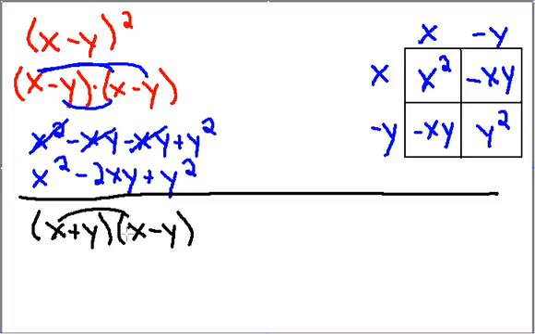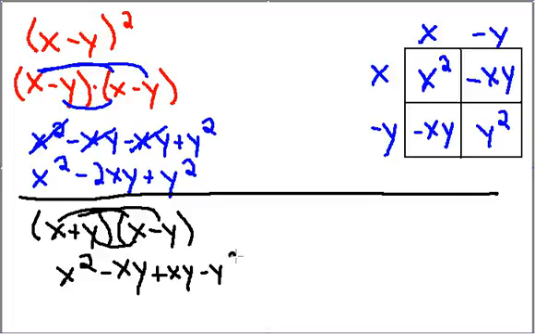What is our x times x? That's our x squared. What's our x times a minus y? A minus xy. What's our y times an x? Well, that's a plus xy. And then lastly, what's a y times a minus y? That's a minus y squared. Can we combine any like terms together? Yes, we have a minus xy here and a plus xy. They cancel each other out to a 0. So what we're left with then is x squared minus y squared.